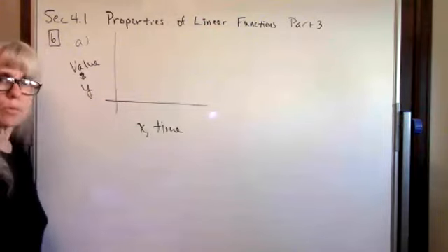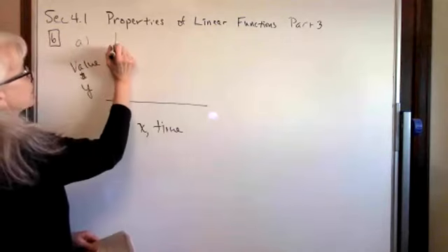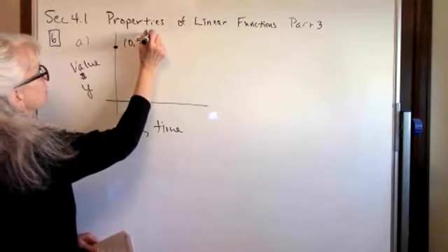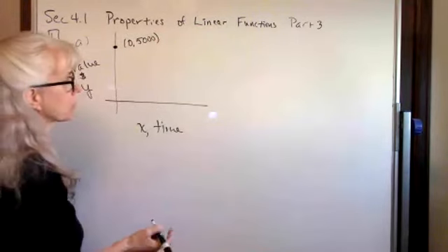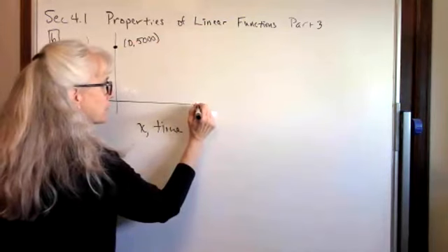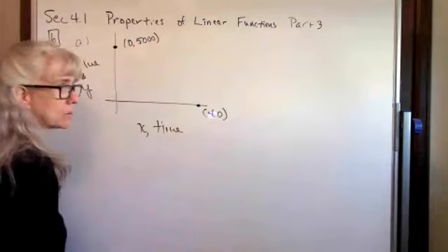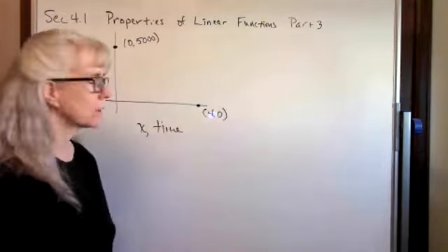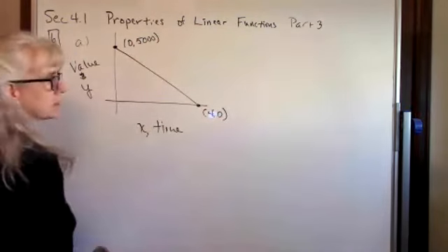So what do we know? Well, from the information they gave us, at time 0, when we bought that computer, it was worth $5,000. So we have a point up here at (0, 5,000). We also know that we're going to depreciate its value over 4 years. And at the end of 4 years, its value is 0. So its scrap value is $0. They can't get anything out of that. That could change, but for this problem, it's 0. And it's a straight line. So there it is, there's our graph.